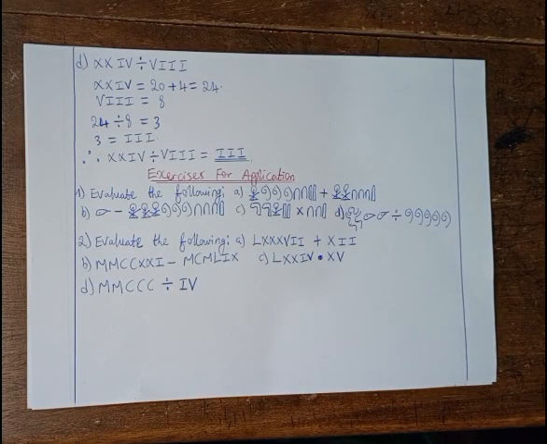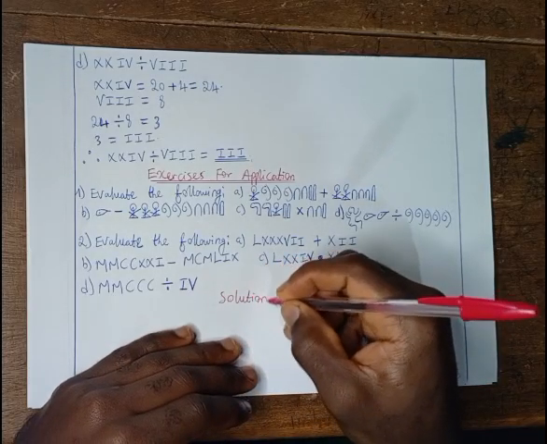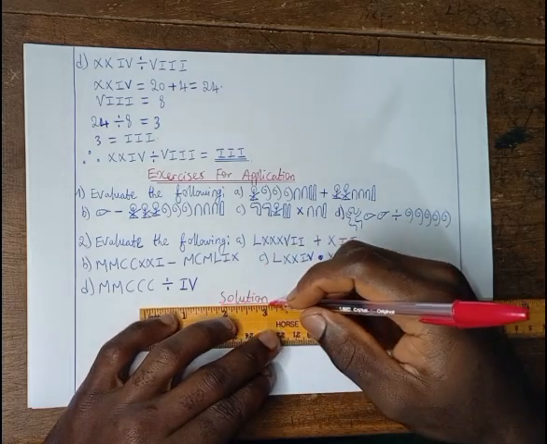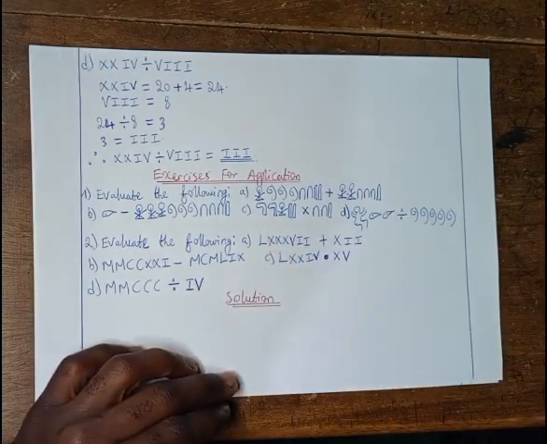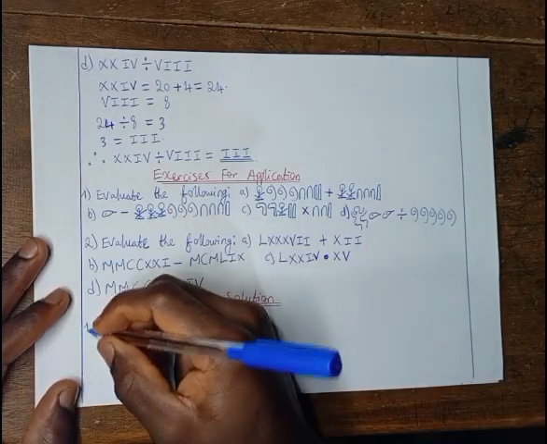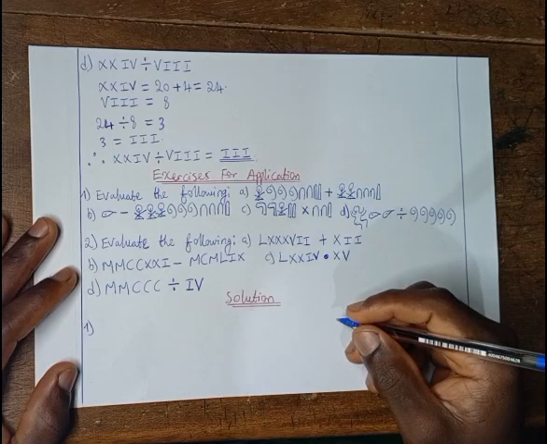We are going to correct the exercise for application we left last time on operations on Egyptian and Roman numerals. I'm going to take down the solution. The first question, question 1. Question 1 says evaluate the following.